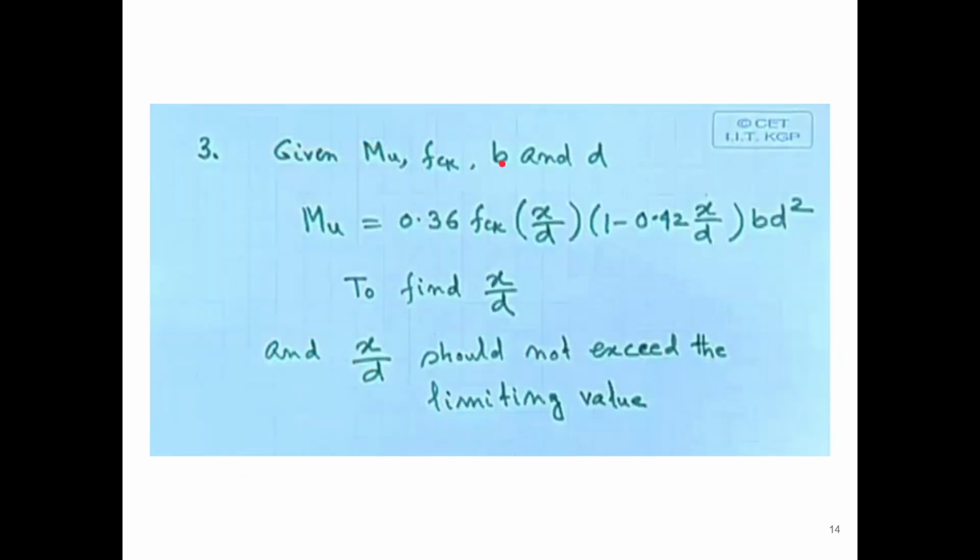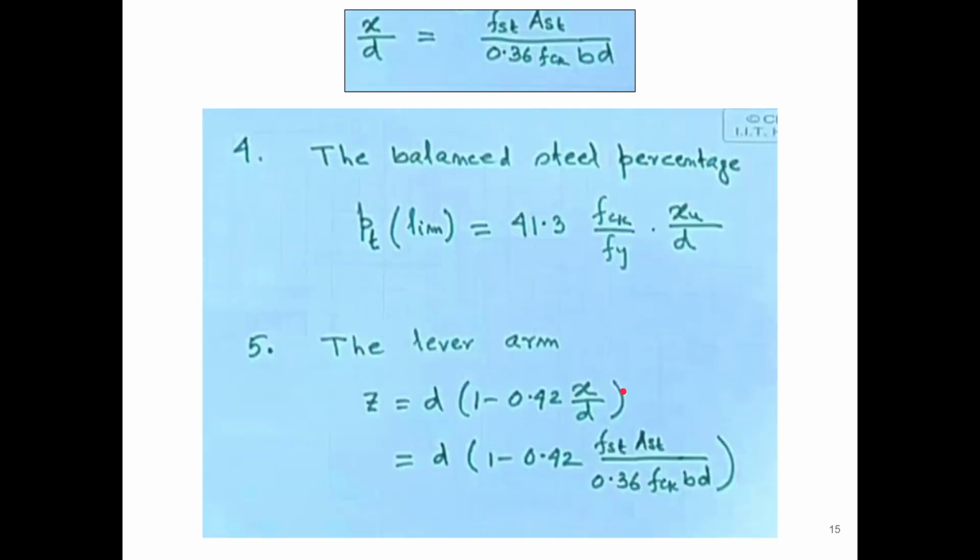So given Mu, FCK, B and D, this is the equation. We can use it to find x by d, and x by d should not exceed the limiting value, which is basically 0.48 for Fe 415, 0.53 for mild steel, and 0.46 for Fe 500.